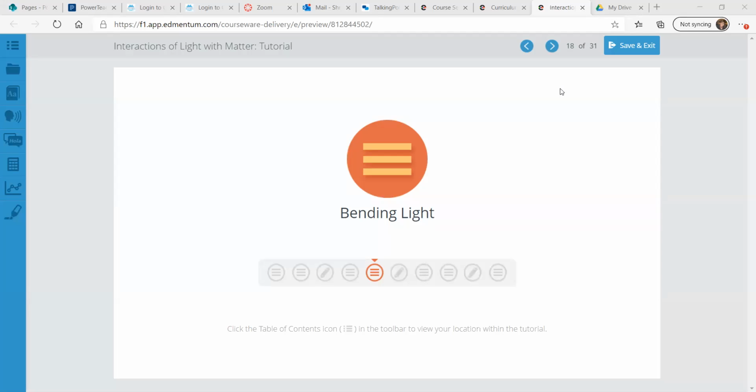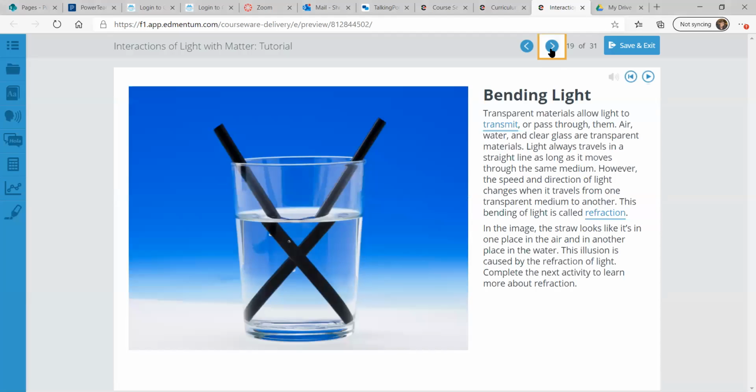All right, I am Mr. Shrum, and I'm back with the second part of the interactions of light with matter. And we left off at bending light. So let's learn about how light can bend.